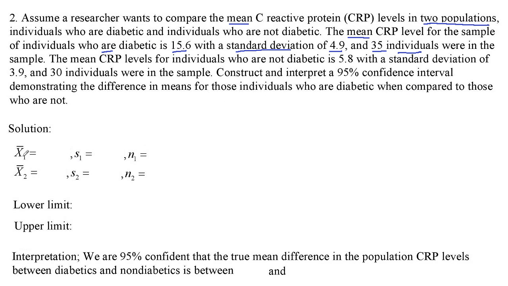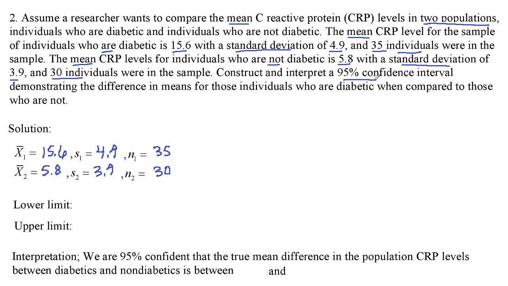So that means that X1 bar, our first sample mean, is 15.6. S1, the first sample standard deviation, is 4.9. And our first sample size N1 is 35. And then the mean CRP level in individuals who are not diabetic is 5.8 with a standard deviation of 3.9 and 30 individuals. So 5.8 is our X2 bar, 3.9 is S2, and 30 is N2.